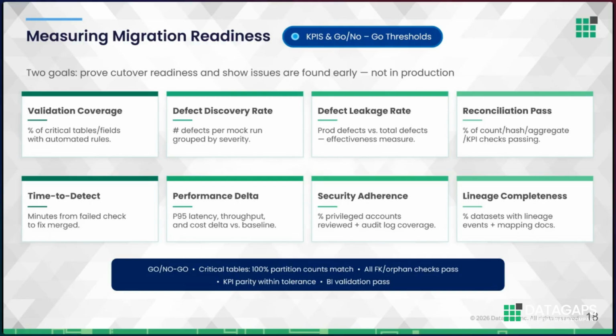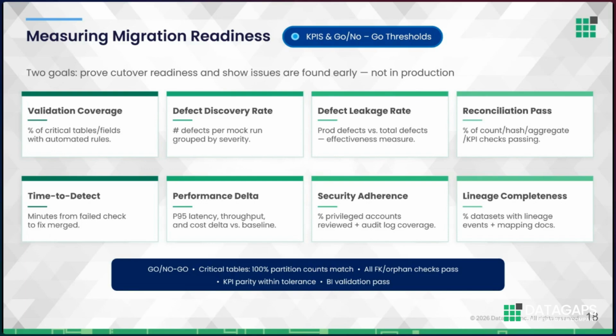And then you have other KPIs like the reconciliation pass rate. This will be your primary go or no-go signal. The bar at the bottom of the slide lists the specific thresholds: you have to have 100% partition count matching for the critical tables, all foreign key and orphan checks passing, parity in the KPIs within agreed tolerances, and the BI validation that Subhanshu just showed confirmed. These are not aspirational. This is the minimum bar.